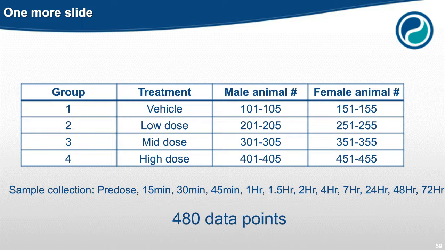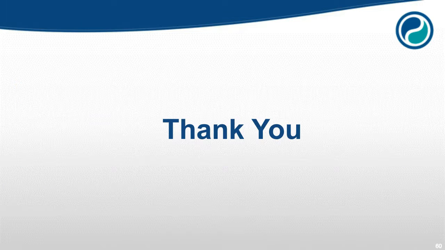This is just a dummy example. Let's say we want to have 4 different dosing groups, and we need to have 12 time points. We only need to use about 40 animals to generate 480 data points. That is very, very efficient, and that can save a lot of trouble, whether for scientific or ethical reasons. And that will be my talk about capillaries, and thank you.